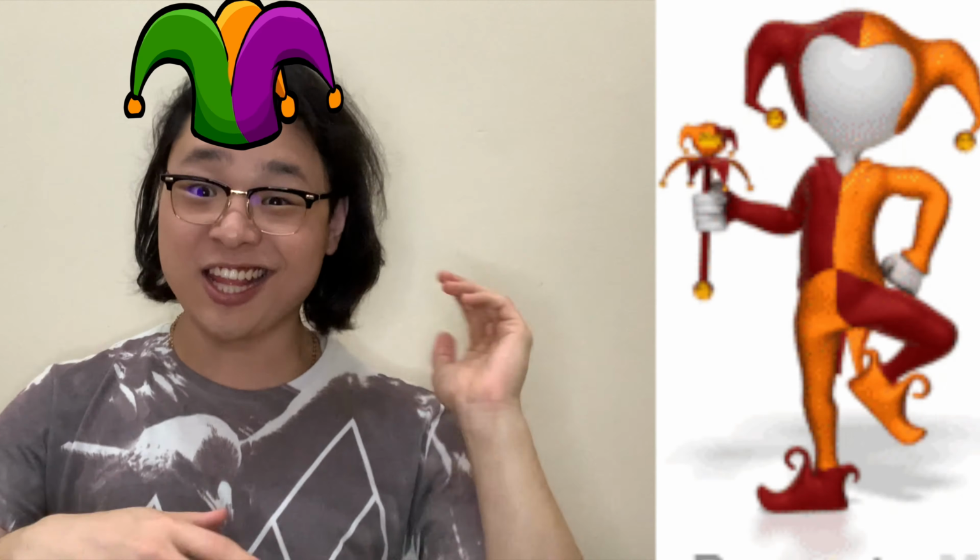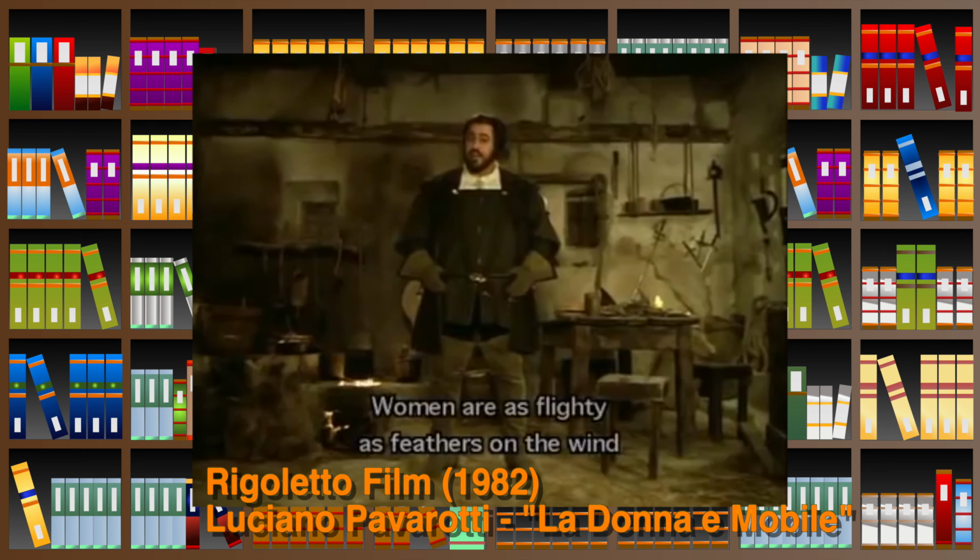So let me be very quick about explaining this whole situation. This is a story about a court jester named Rigoletto, who works for the Duke of Mantua. And this Duke is a playboy. And the sad part is Rigoletto's daughter Gilda is in love with him. So Rigoletto shows Gilda what kind of a man the Duke is. This is when the Duke starts singing, La donna è mobile, qual piuma al vento. This is the part where Gilda gets heartbroken.